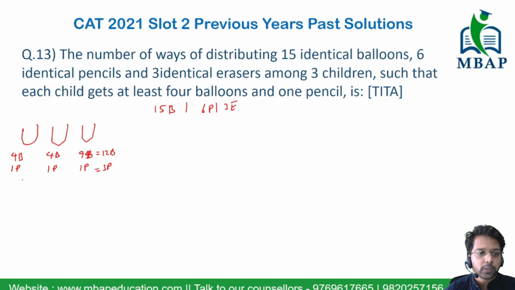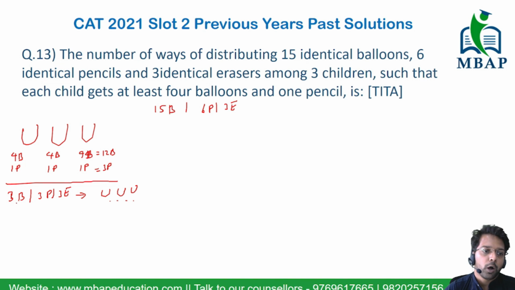If they have been exhausted, what is the final count which I have to distribute, irrespective of which child gets whatever, out of 15 identical balloons, 6 identical pencils and 3 identical erasers? 15 minus 12 will become 3. So I am left with 3 balloons, 3 pencils and 3 erasers. Now this is something which I will distribute to the 3 children irrespective of anything. It can be the case that one of them may get 0 of any of the 3, or at least 2 or one of them.